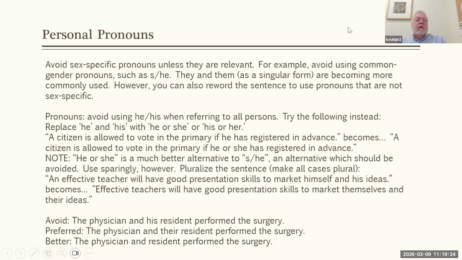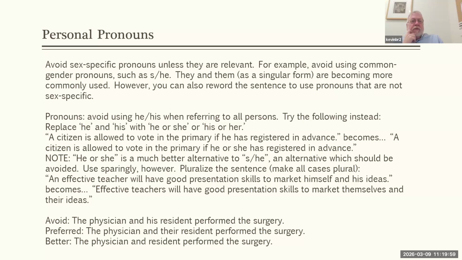Personal pronouns. This, of course, is an evolving area, but it's been around a while in academia. Personal pronouns tend not to be well accepted per se in the general community. But as health sciences professionals, we should be well versed in using personal pronouns and being comfortable with that.